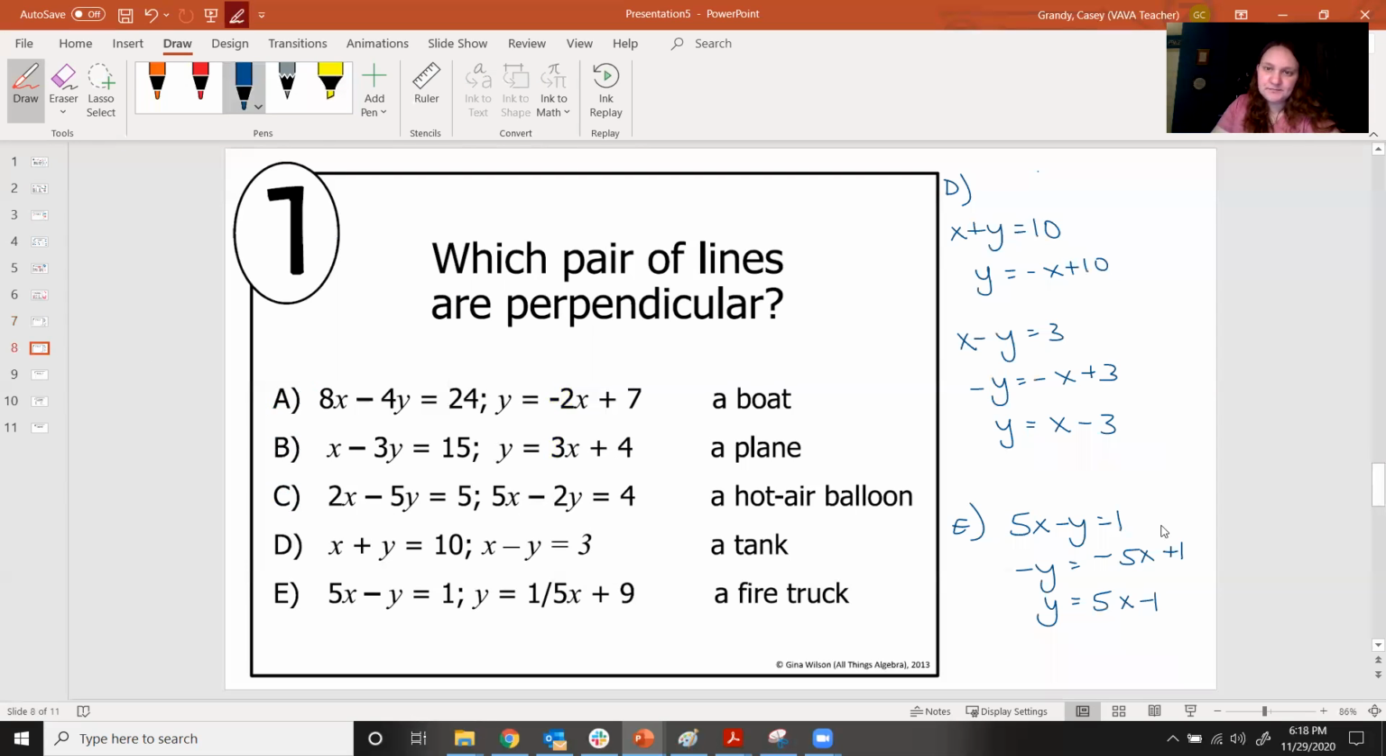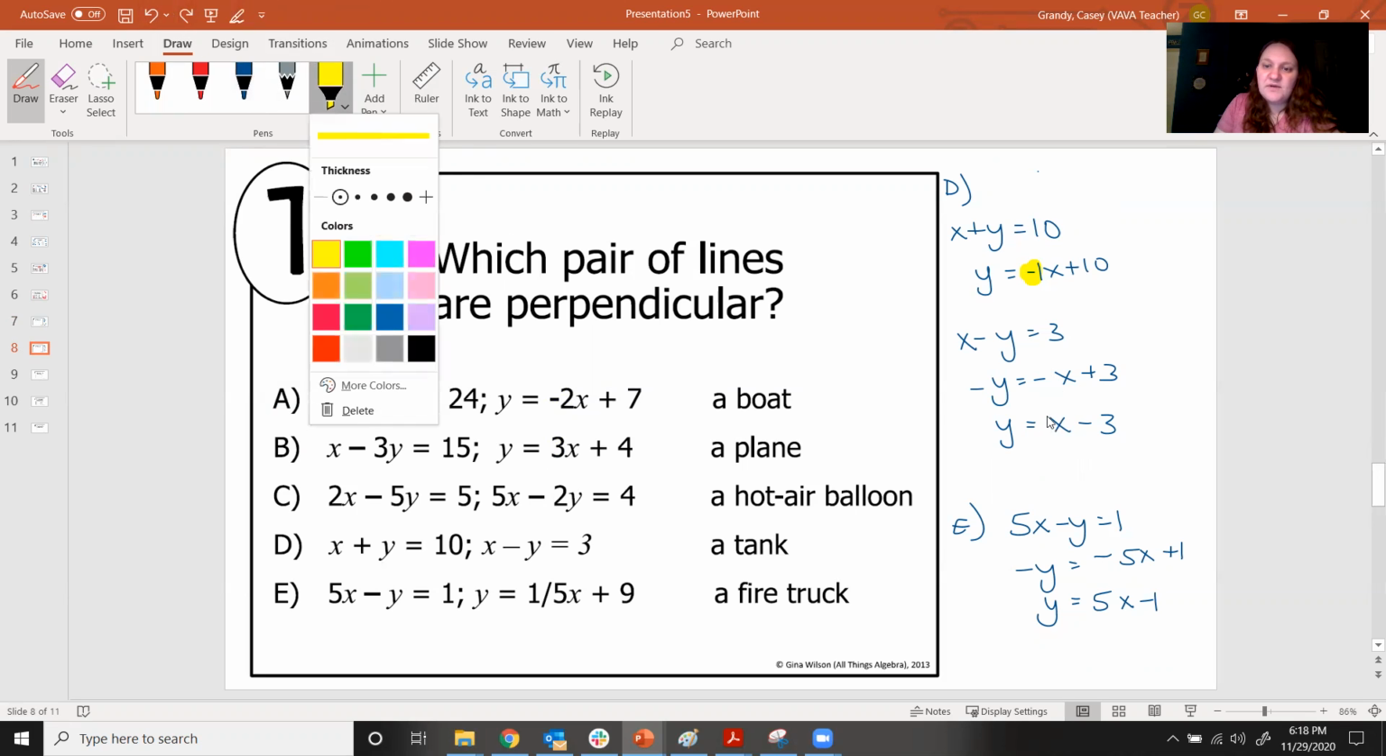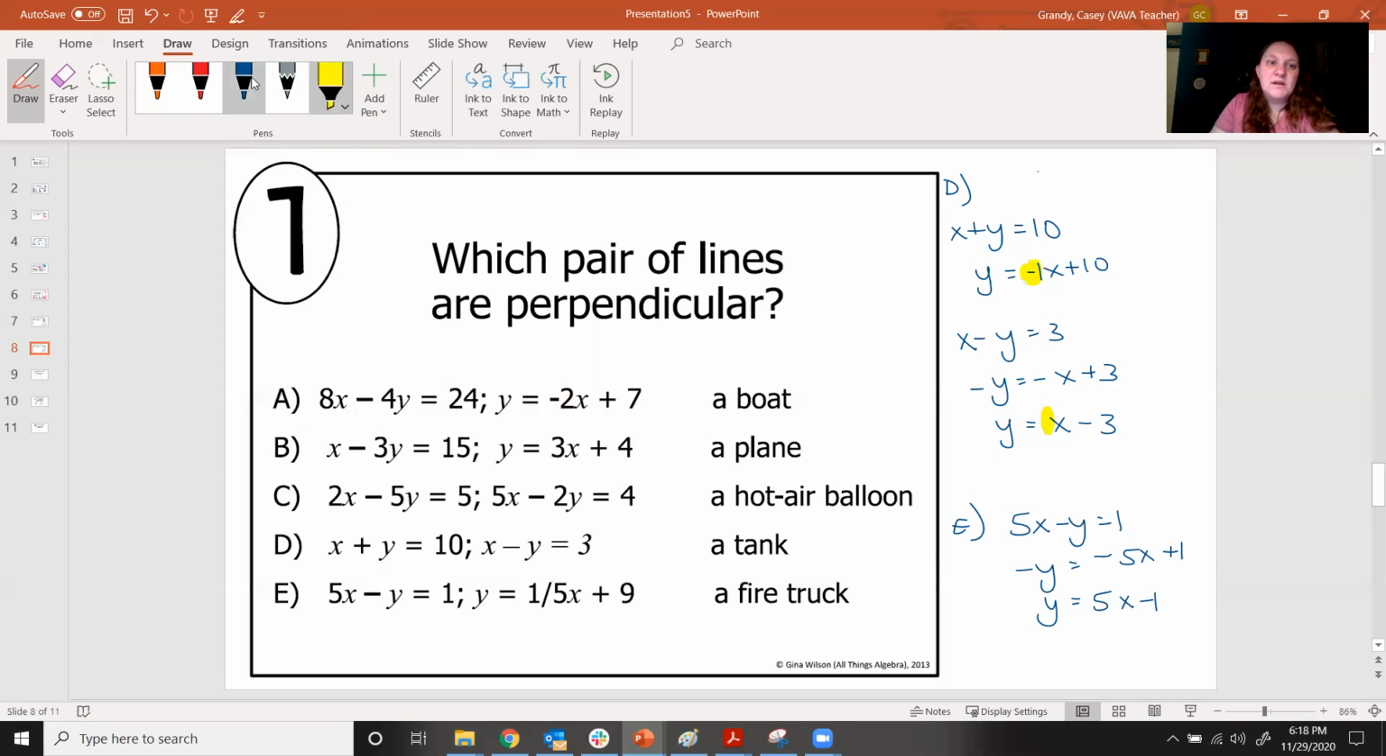For D, we have x plus y equals 10. So I rewrite that, subtract x from both sides. The slope is -1. Remember, if there's not a number written there, there's an unwritten 1. And when I rewrite the second equation, I get y equals x minus 3. There isn't a number written there in front of the x, which means there's an unwritten 1. So I have a slope of +1 and a slope of -1. These are opposite reciprocals. This is the weird one. Remember, I can always put a 1 in the denominator. So the reciprocal of 1 is still 1. So our answer is D.